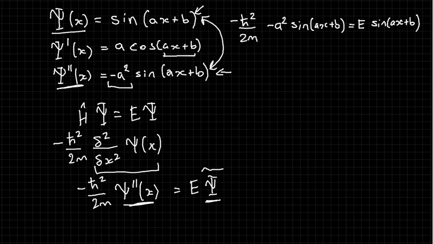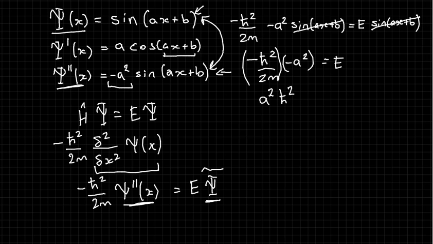And we can see that the sine of ax plus b cancels. So if you divide both sides by sine of ax plus b, they're both going to be 1. And so what we're left with is negative h bar squared over 2m times minus a squared, and remember this is times these two functions here, is equal to E. And so let's just rearrange that a bit. A squared h bar squared over 2m is equal to E, because a negative times a negative is a positive.